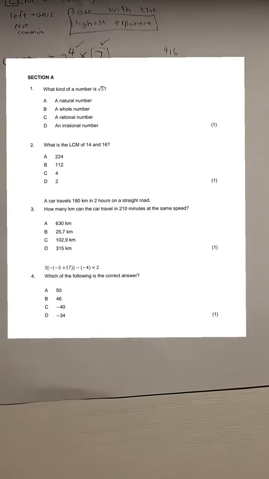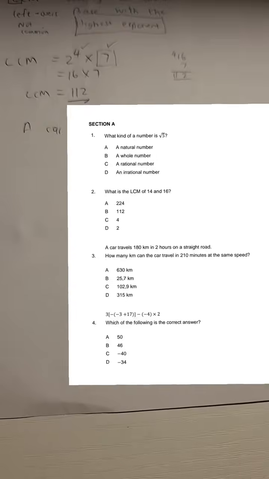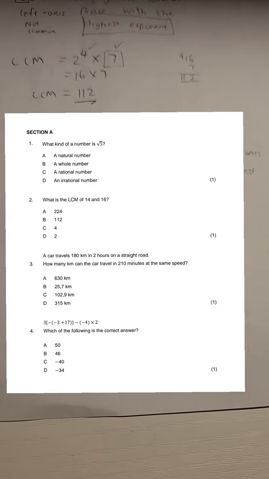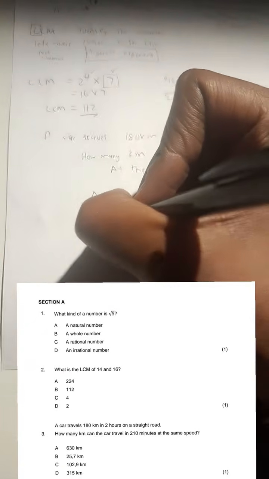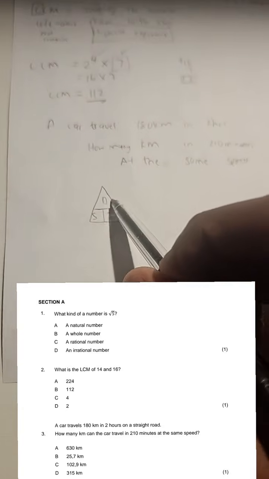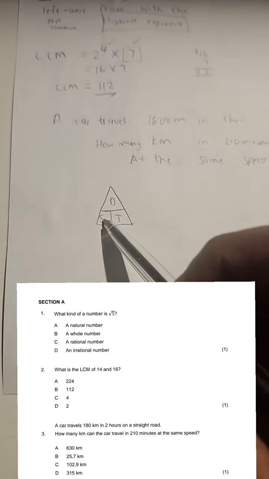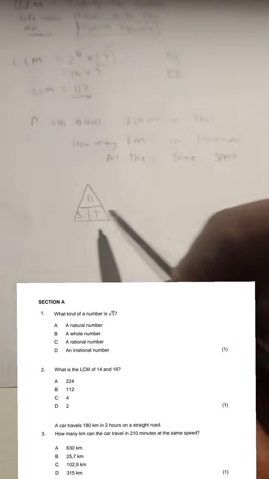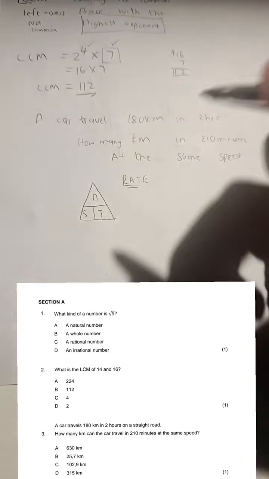So this is a nice question, right? And depending on who's doing the question, a person can look at it and think of, and I'm hoping you guys are thinking of this, DST. D stands for distance, S stands for speed, and T stands for time. So this is under the topic rate.